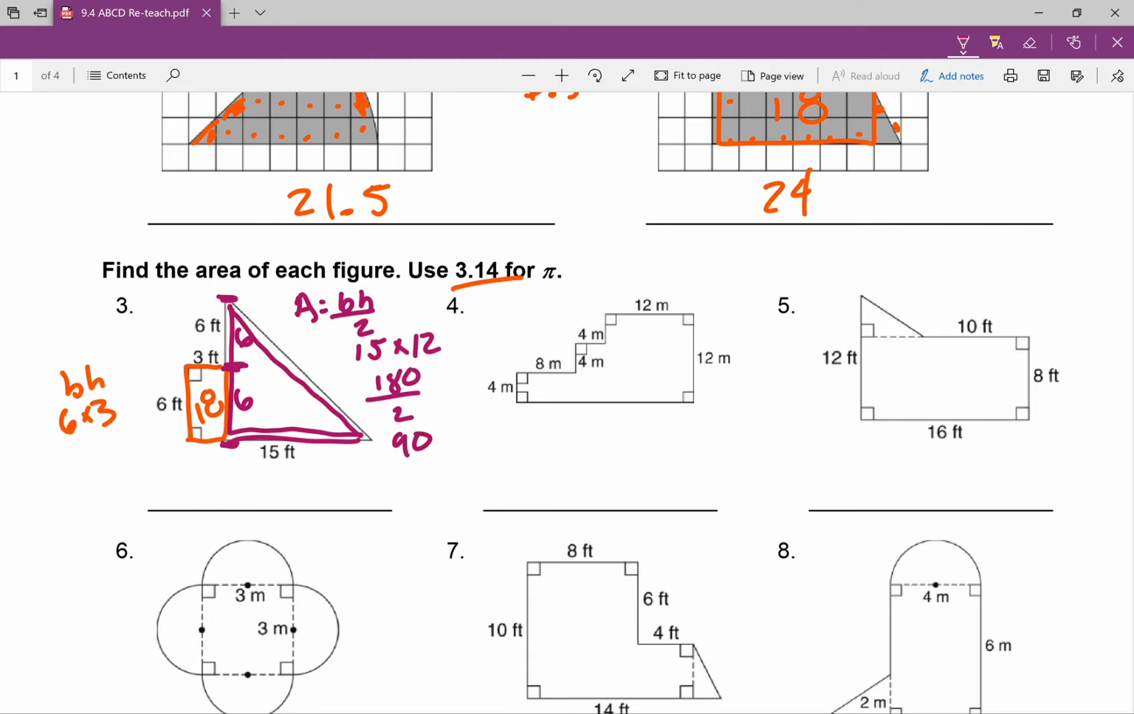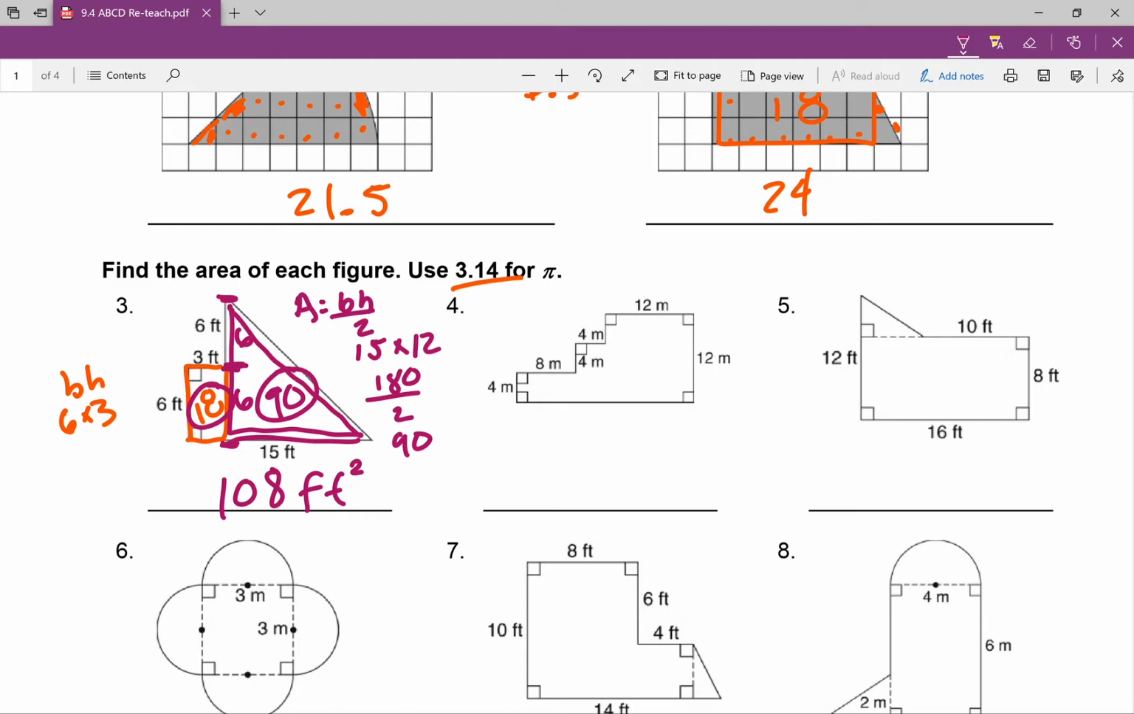And then at the end, all I gotta do is add the two composite figure areas. So it's gonna be 18 plus 90, which is 108 feet. And we're talking about area, so it's squared.